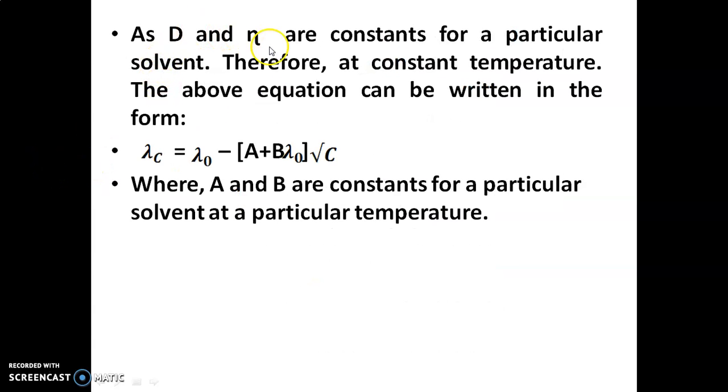D and eta are constant for a particular solvent, therefore at constant temperature the above equation can be written as lambda c is equal to lambda naught minus (a plus b into lambda naught) root c, where a and b are constants for a particular solvent at a particular temperature.